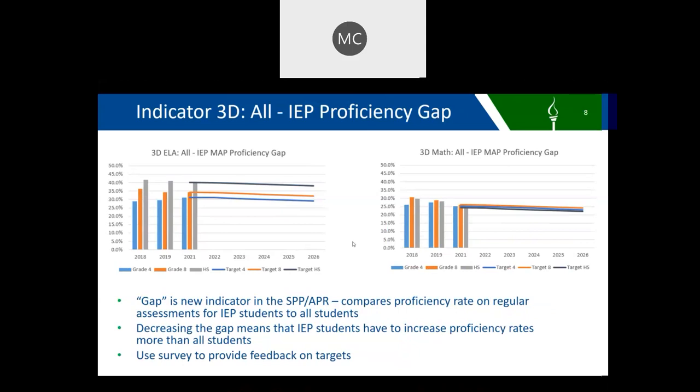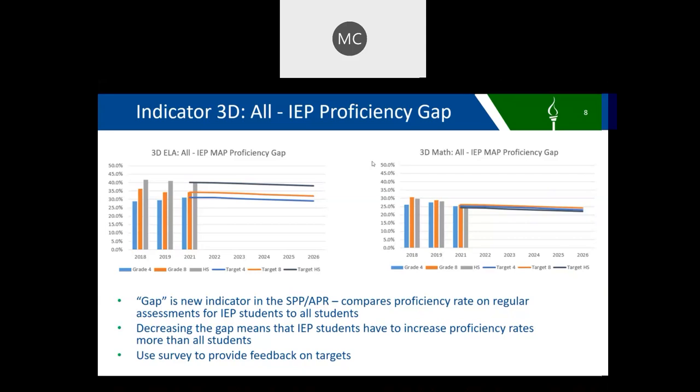Indicator 3D examines the proficiency gap between all students and students with disabilities on the regular grade level and end of course assessments. The chart on the left is for English language arts, and the chart on the right is for mathematics. The blue bars show the fourth grade proficiency gap. The blue lines show the proposed targets for future years. The orange bars show the eighth grade proficiency gap, and the orange lines show the proposed targets for eighth grade for future years. The gray bars show high school proficiency gap, and the gray lines show the proposed target for the high school for future years.